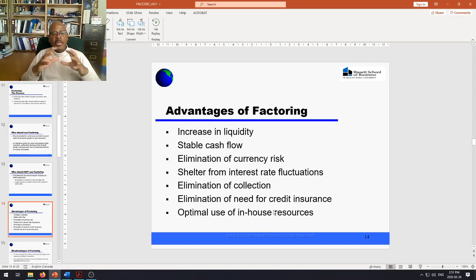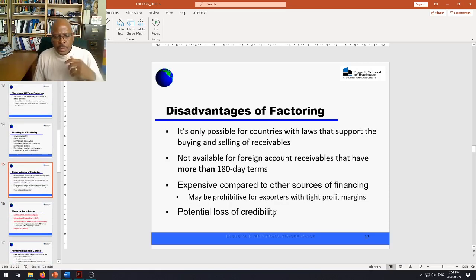And so it gives an optimal use then of the exporter's resources, as opposed to these other, shall we say, transactions or other issues that it normally may have to deal with. Disadvantages to factoring. Well, one is it's only possible then in countries which have essentially laws that can support this buying and selling of receivables.